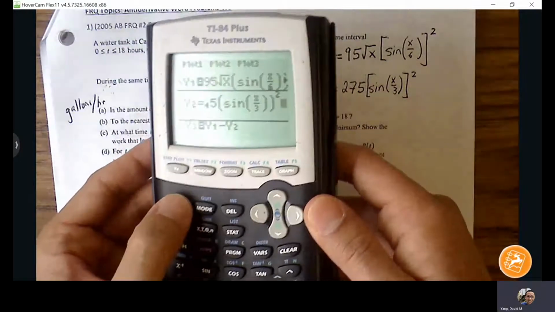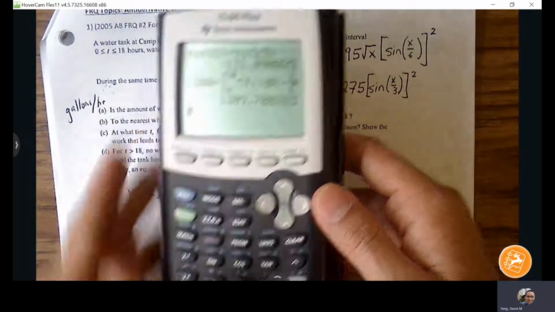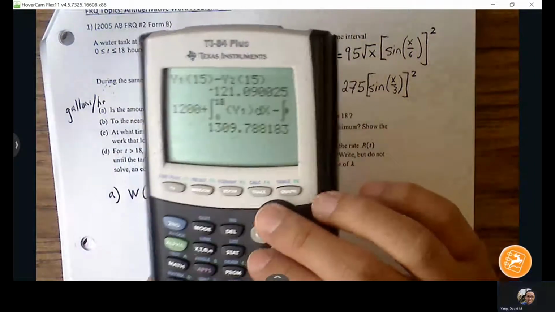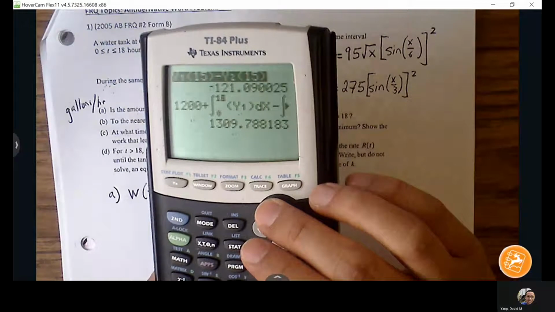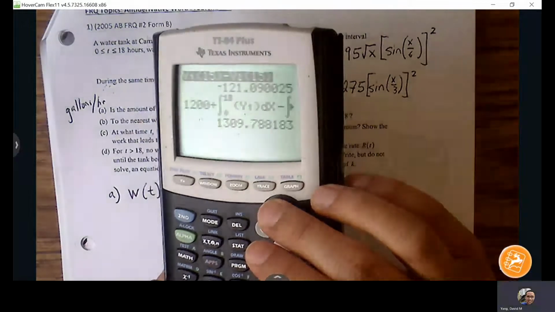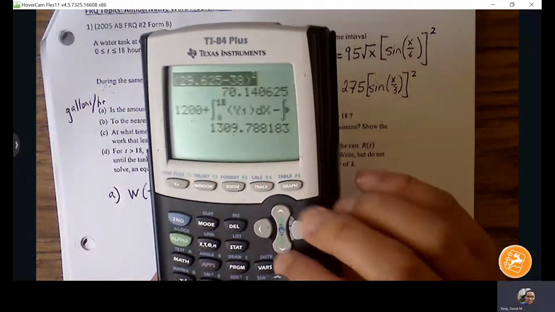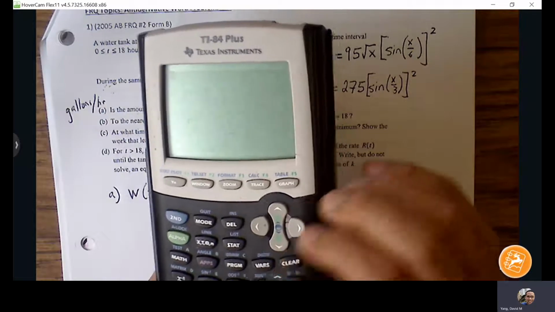Okay, so I'm going to go back to my home screen because now that I have Y1, Y2, I'll just say Y1. Okay, so let me enter this in again so you can see every step I'm doing here.